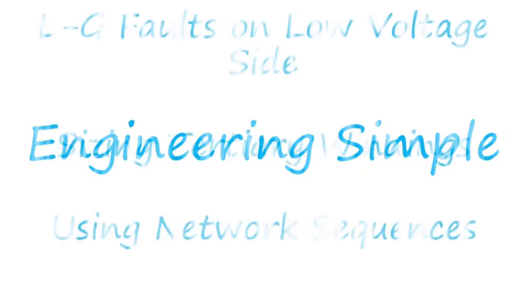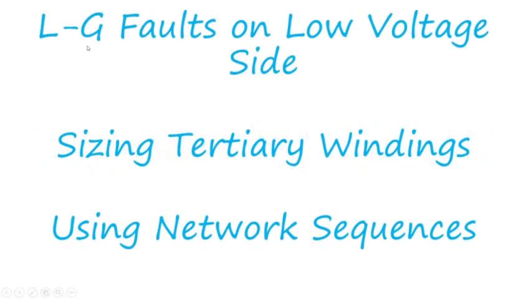In this video, I'll continue talking about calculating the line-to-ground faults on the low voltage side of a transformer in a power system, and then calculating the currents that will flow through the high voltage windings, the low voltage windings, and the delta winding, the tertiary.